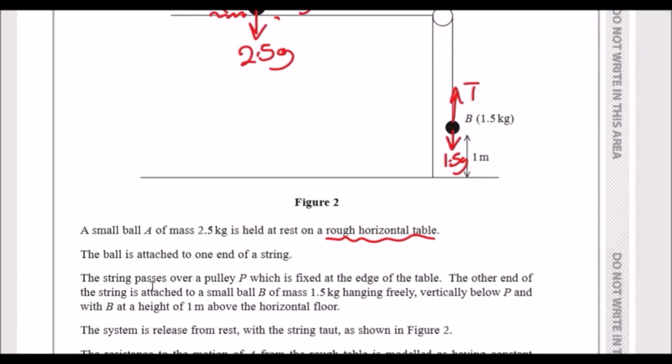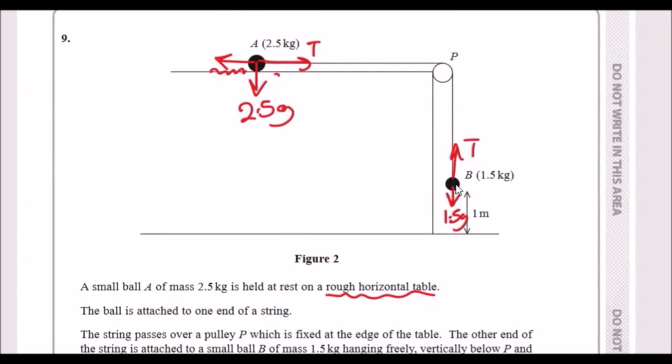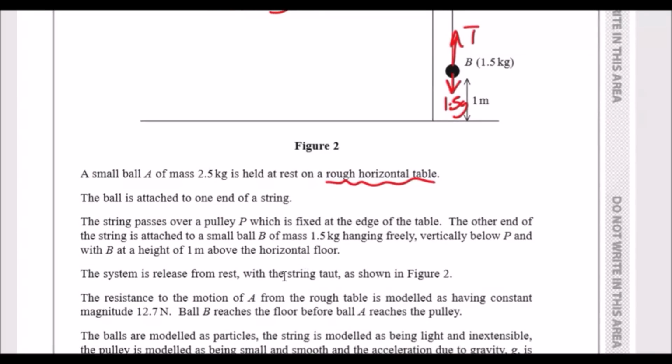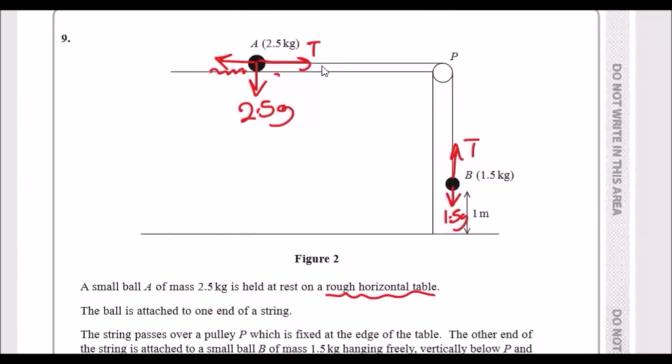Now the string passes through a pulley P over here, which is fixed at the edge of the table. The other end of the string is attached to a small ball B of mass 1.5 kg hanging freely, and it's vertically below P, with a height of 1 meter above the ground. Now the system is released from rest. So there's a good chance that this ball is going to go down, dragging this one with it, with the string taut. Taut means it's tight, so the string isn't slack at all.